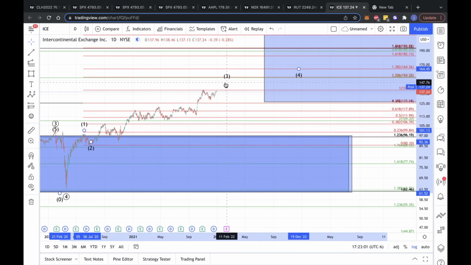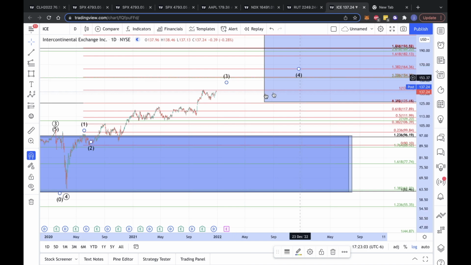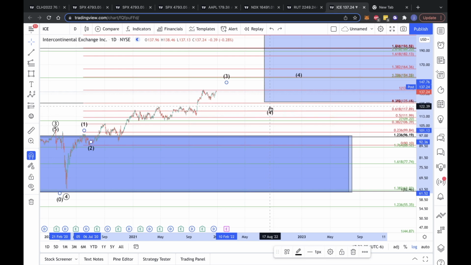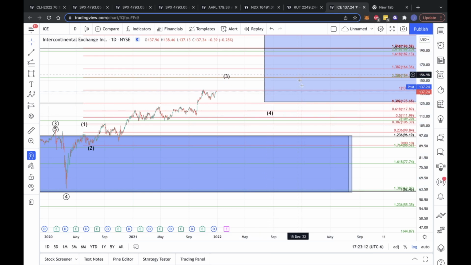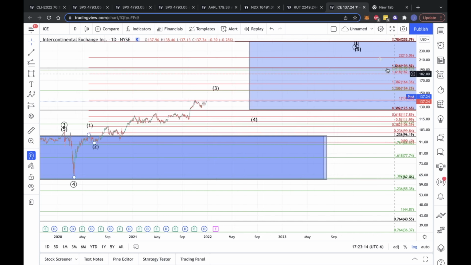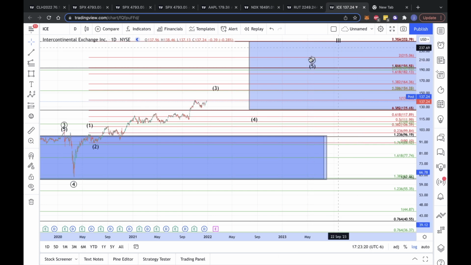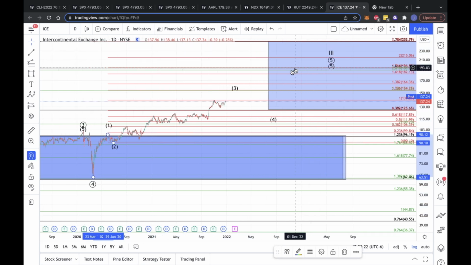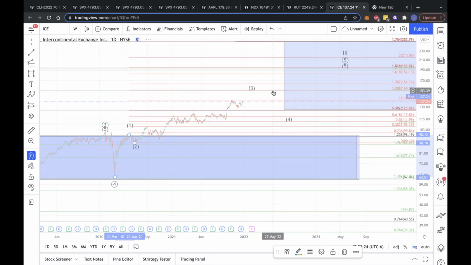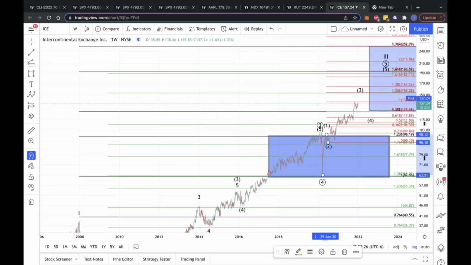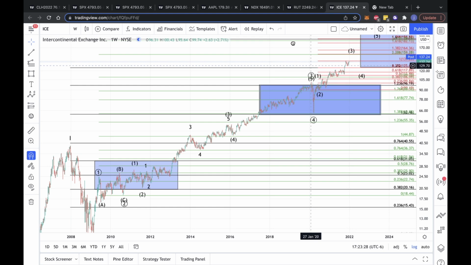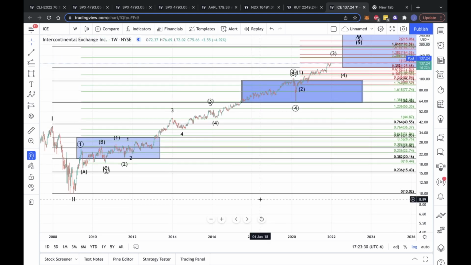So that would be suggestive of getting another high in 3, pulling back in 4, and then getting a 5th wave up here. So zooming back out, that appears to be a good count from scratch on the Intercontinental Exchange.